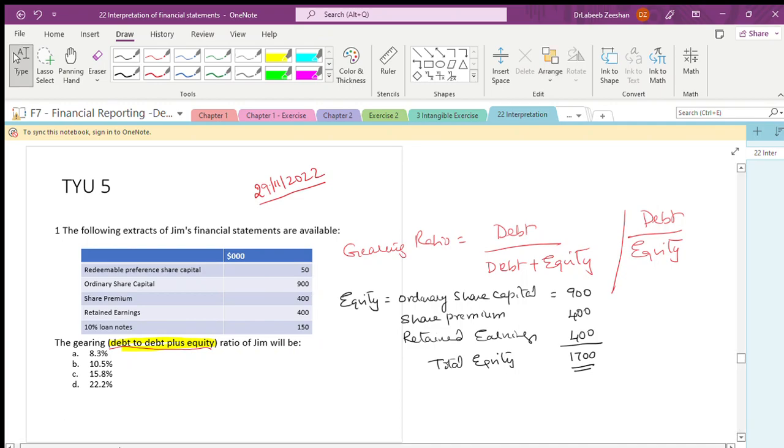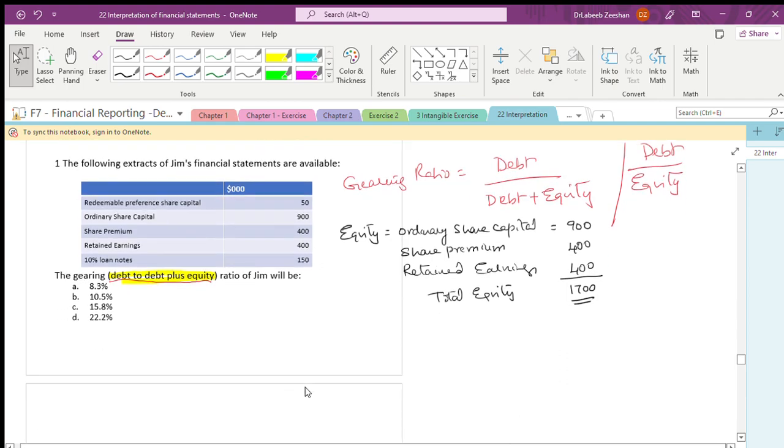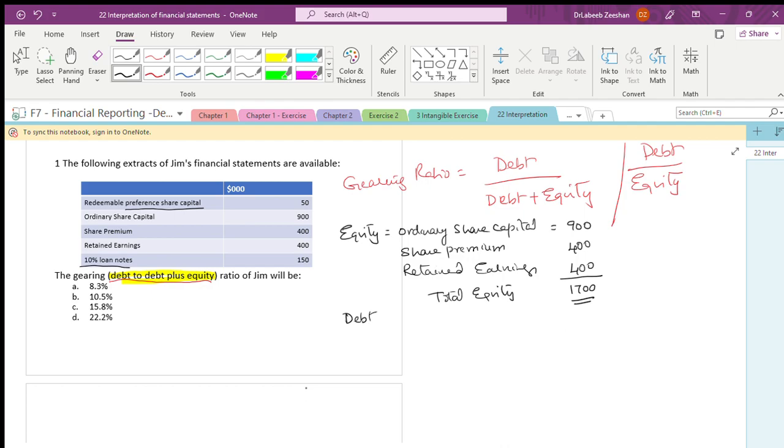Next, coming back to the debt. See here, they have mentioned redeemable preference share capital, and they are talking about 10% loan notes. Is it right? 10% loan notes.